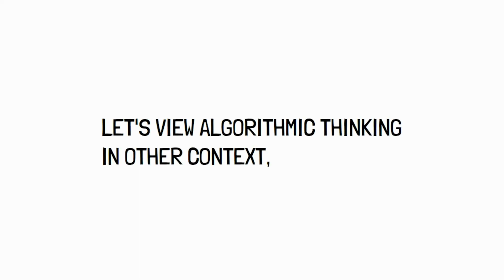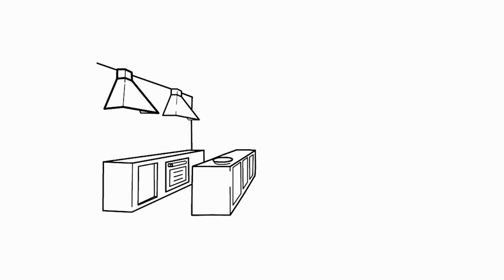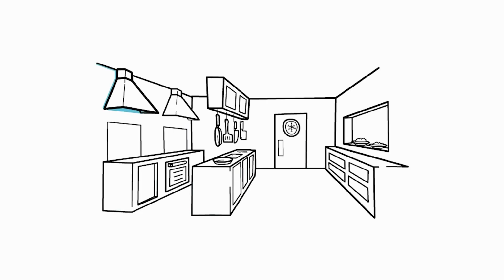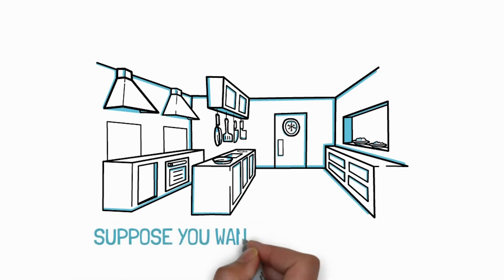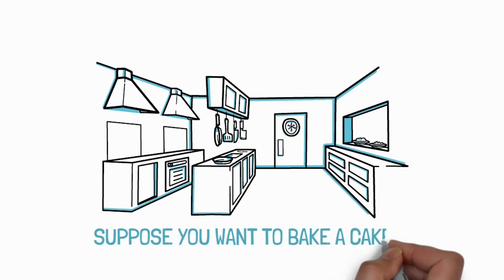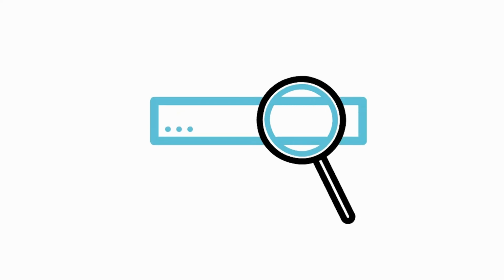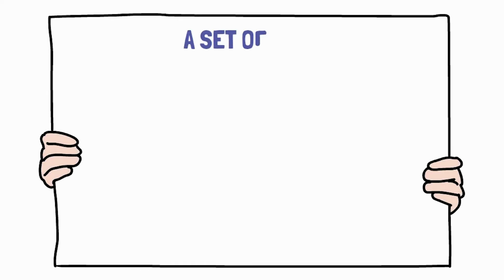How about if we view algorithmic thinking in another context? I suppose we are being tasked to bake a cake. What do we do? I think most of us will go to the internet and then search for a recipe. Personally, I will go for the easiest recipe. So after our research bit on the internet, we have found a recipe that we're gonna use. Usually after the list of ingredients, it comes with a set of instructions as follows.